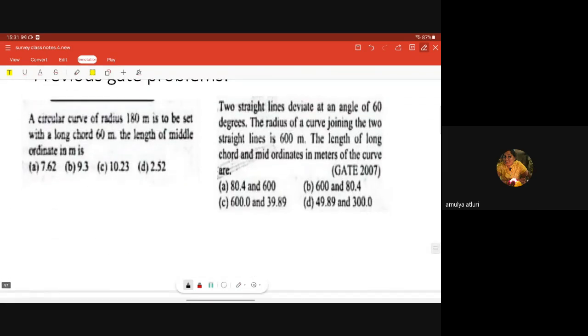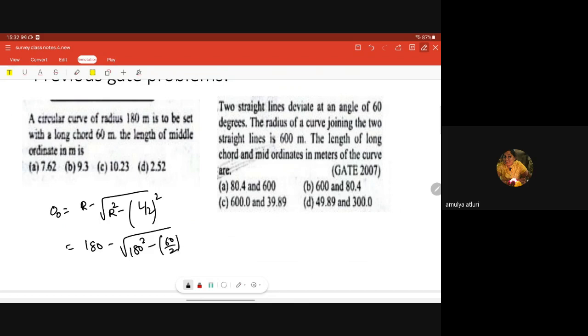Length of the middle chord, OO, is equal to R minus root of R square minus (L by 2) whole square. I have dealt with this formula while setting up the right simple curve. So what is given? R is 180 meters: 180 minus root of 180 square minus (L by 2) square. L is 60, right? 60 by 2 whole square. On simplifying, the value is 2.52 meters.